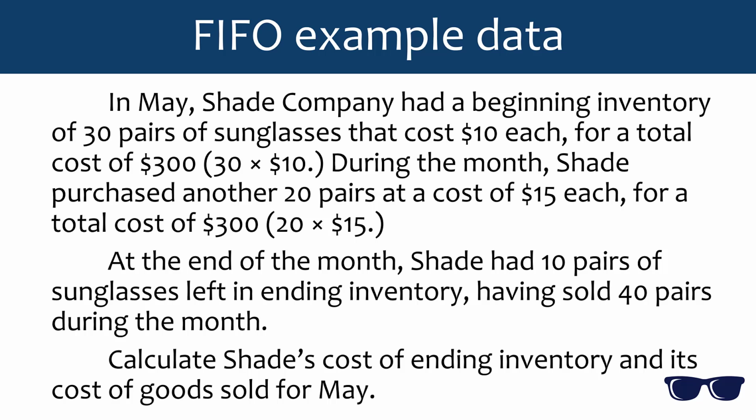Let's go through an example of using FIFO. We will use the same set of data we used for an earlier video on the average cost method. In May, Shade Company had a beginning inventory of 30 pairs of sunglasses that cost $10 each for a total cost of $300. During the month, Shade purchased another 20 pairs at a cost of $15 each for a total cost of $300. At the end of the month, Shade had 10 pairs of sunglasses left in ending inventory, having sold 40 pairs during the month. Calculate Shade's cost of ending inventory and its cost of goods sold for May.